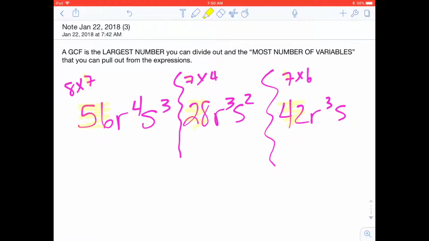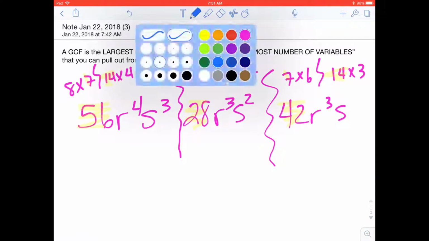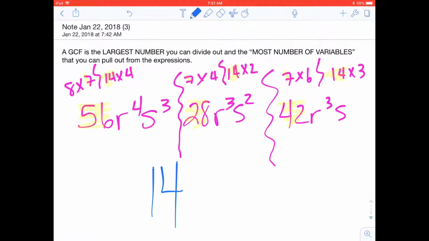In fact, if you were to take it one step further and create some more factors, I could say 14 times 4 is 56. I know that 14 times 2 is 28. And then I also know that if I take 14 times 3, that gives me 42. So the biggest number, the largest number that goes into all three of these numbers is 14. So we're going to write 14.